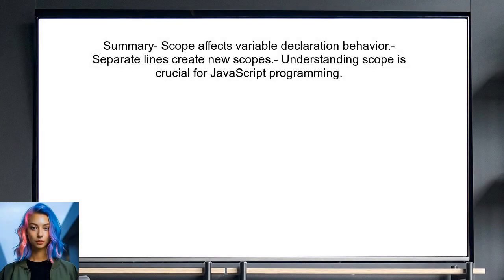In summary, the user should remember that the scope of variable declarations affects how they can be overridden. Understanding this concept is crucial for effective JavaScript programming.